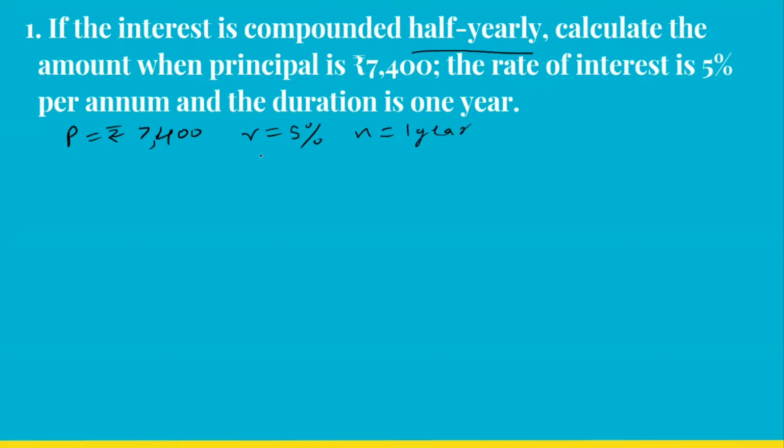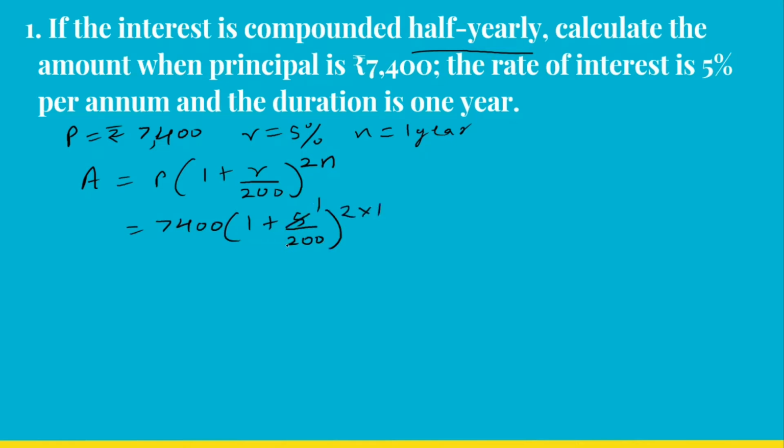So children, for half yearly we have the rate becomes half, okay, and the period becomes twice. So we have the formula: amount is equal to principal P in bracket 1 plus R upon 200, since the rate has become half and the period becomes twice. So 2 half years, so this becomes 2n. Let us put the values. So we have 7,400 in bracket 1 plus rate 5 upon 200 raised to 2n. N is 1, so 2 into 1.